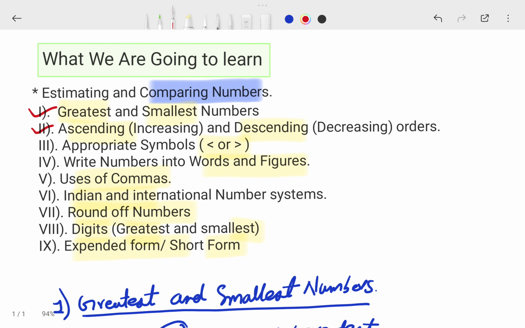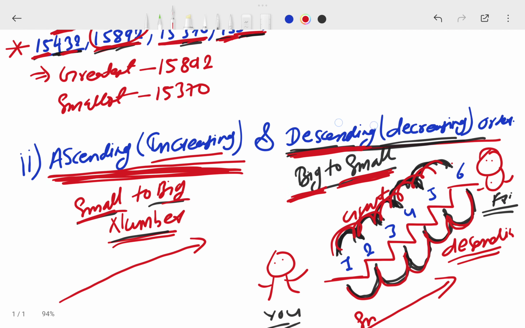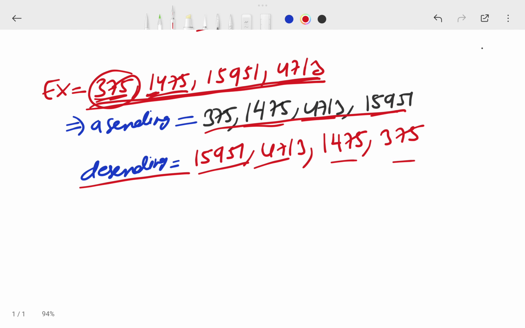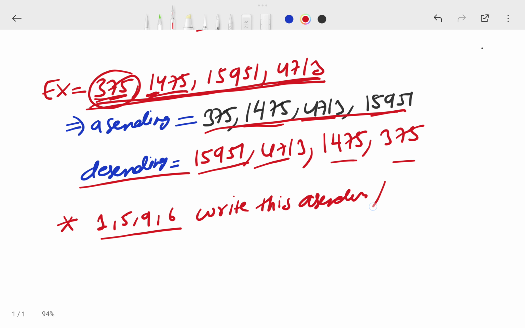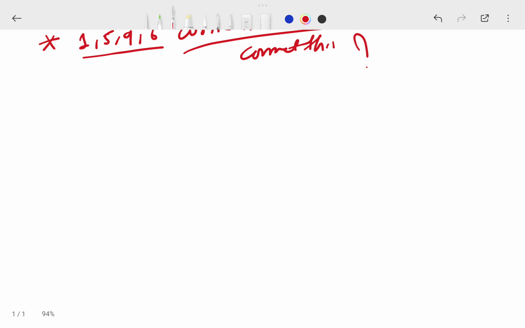Now we are going to talk about appropriate symbols. What is meant by appropriate symbols? Let's talk about it. I'm going to write, so exactly you have to comment this answer to me. Like 1 5 9 and 6. Write this into ascending and descending. Comment this answer to me. I'm going to write this again, so just wait a minute.